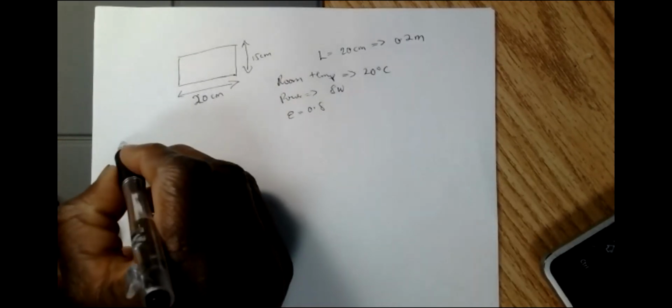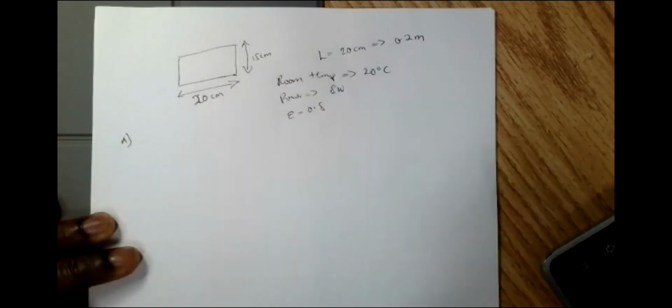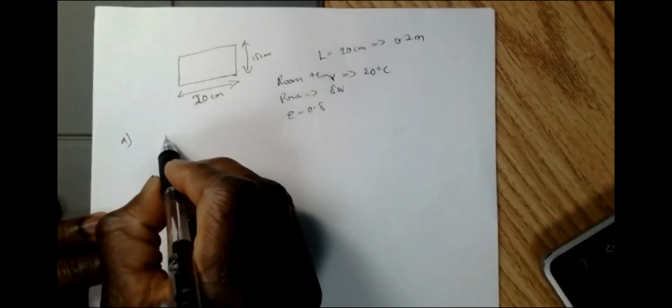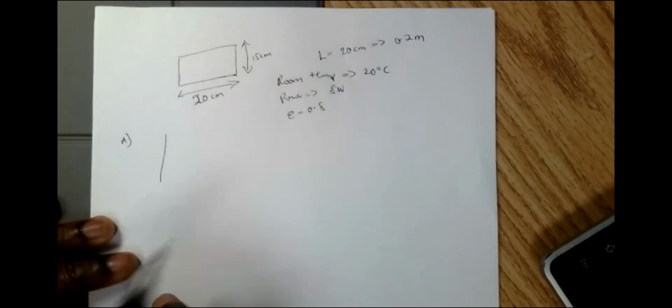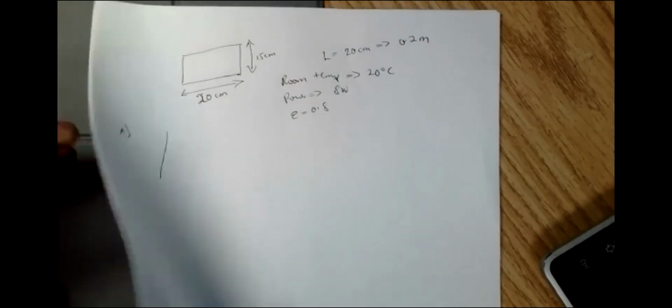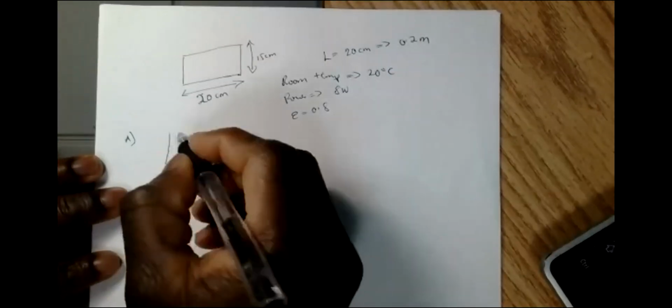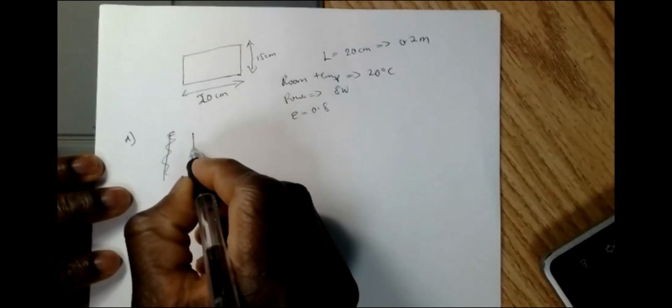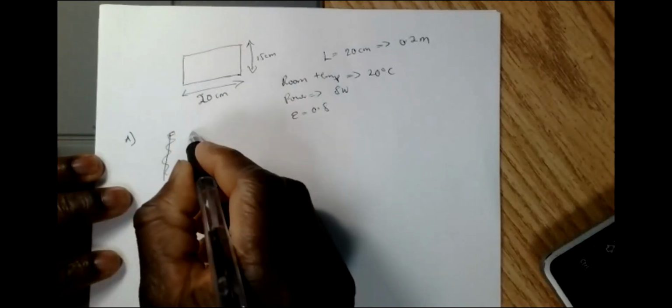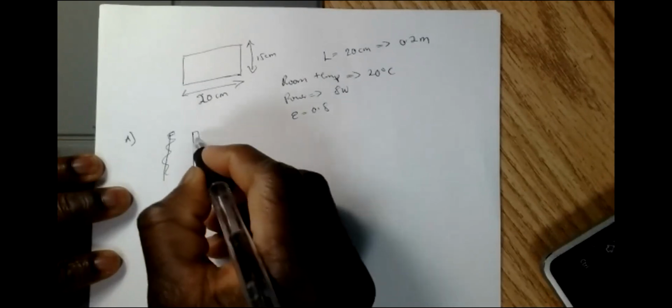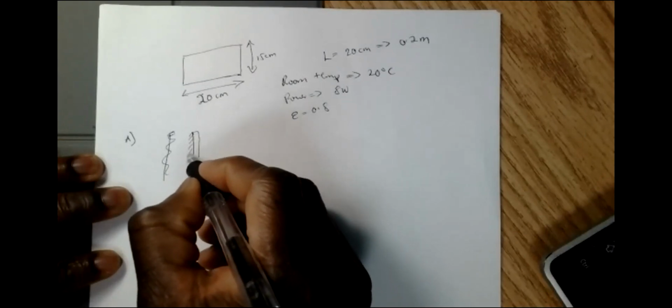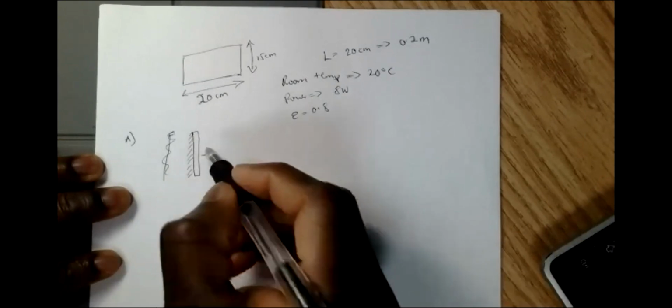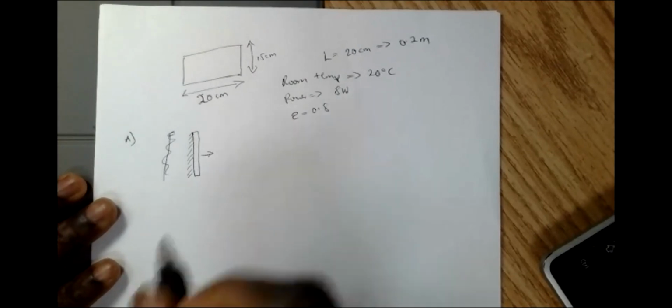Okay, so the first question says that we should find the surface temperature on the hot side of the board. Okay, let's say this is the bottom of the board and this is our hot side. Okay, when it is vertical.